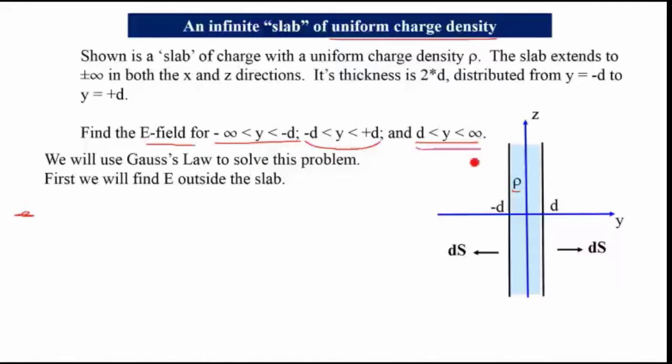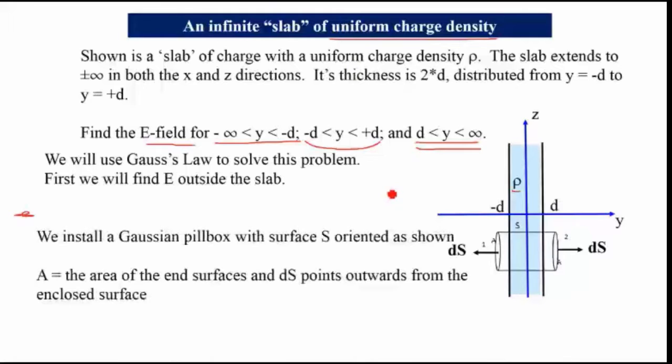We're going to use Gauss's law to solve this problem, and so first we want to find the E field outside. So to do that, we put in a pillbox, and in this case we put both ends of the pillbox outside of the charge. The surface S is the total surface enclosing this volume here. Well, we know that the surface elements on the outside of the pillbox that are oriented here will have vectors ds pointing in this direction, and here ds in this direction, because they have to point outside of the volume. The area of each end is A.